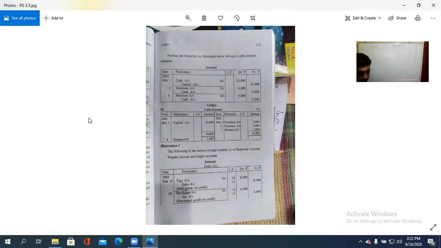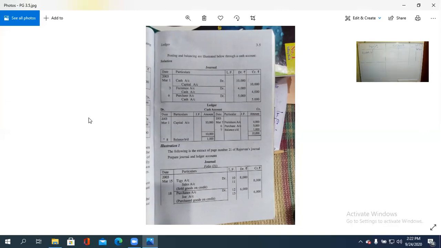Then, first entry, TG account debtor to sales. So to sales, see the transaction to sales account, how much is it? 8,000. Then sales account, by TG, that is 8,000. Sales account by TG 8,000. So first transaction, look, TG's account debit side to sales and sales account credit side by TG.